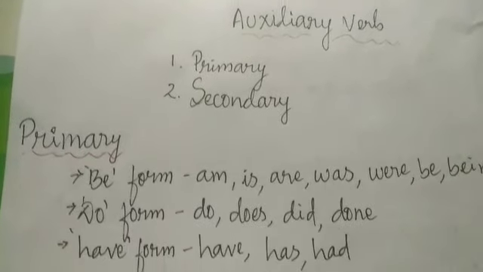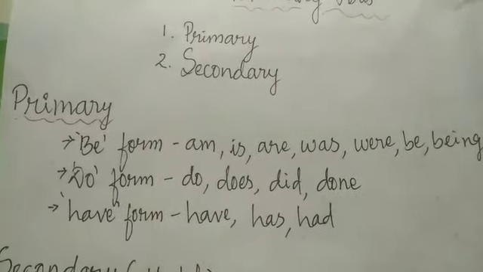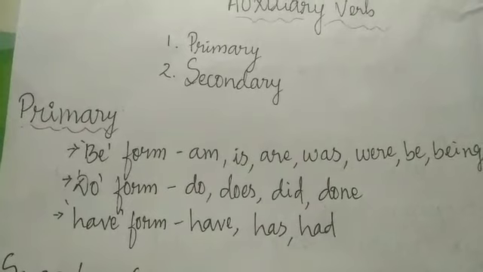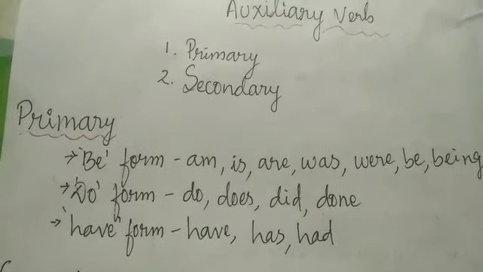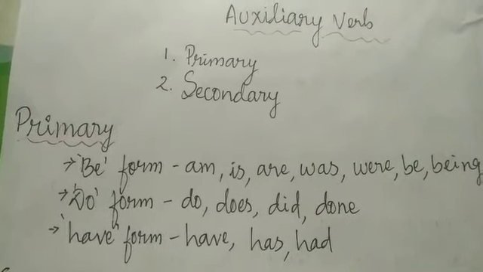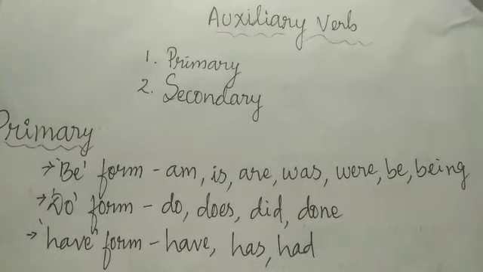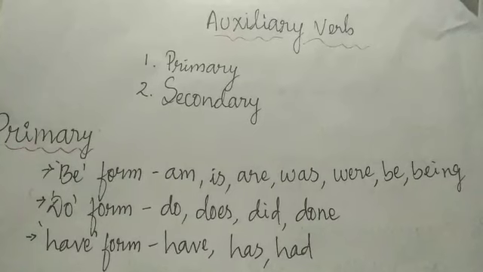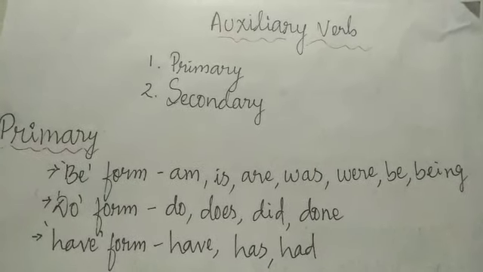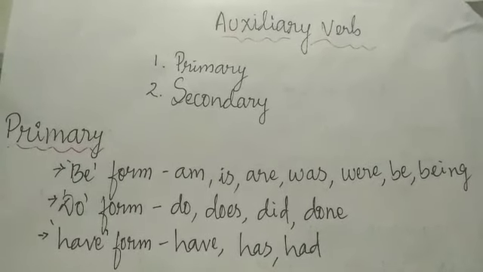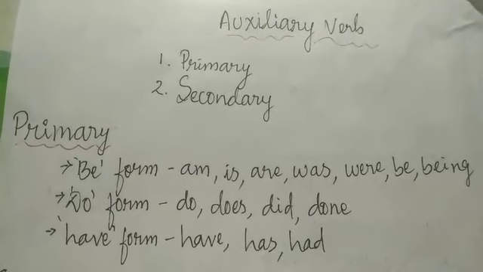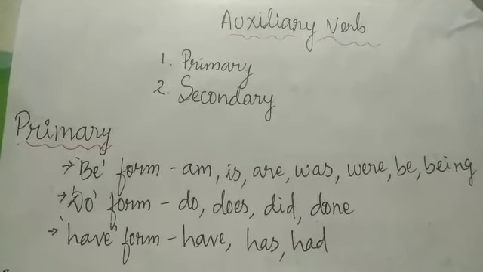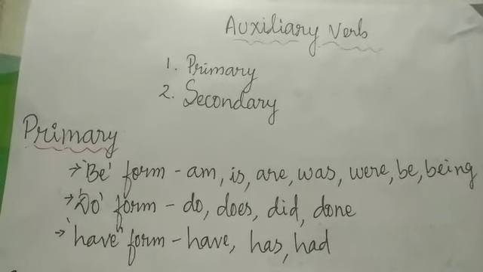So what are the primary auxiliaries? Primary auxiliaries are the be form, do form and have form. These three are called primary auxiliaries. The be forms are am, is, are, was, were, be and being. Do forms: do, does, did, done. And have forms: have, has, had. So these three forms are called the primary auxiliaries.